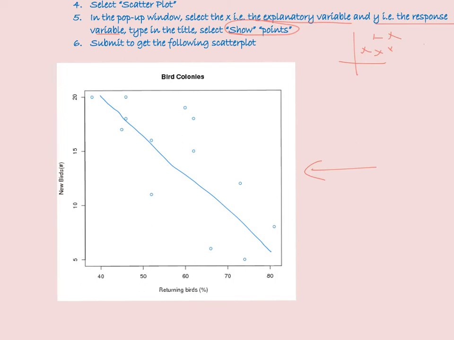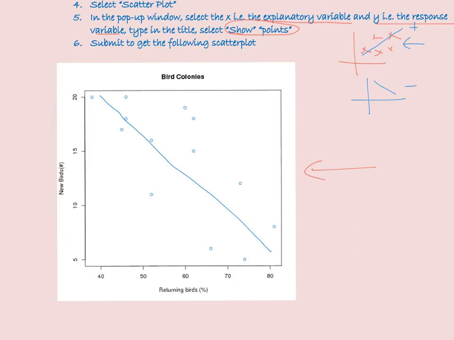Now in the example that you see here, the overall pattern is a straight line, but this is a rising line, so the slope is positive. In this case, we have a falling line, so that would be a slope that is negative.